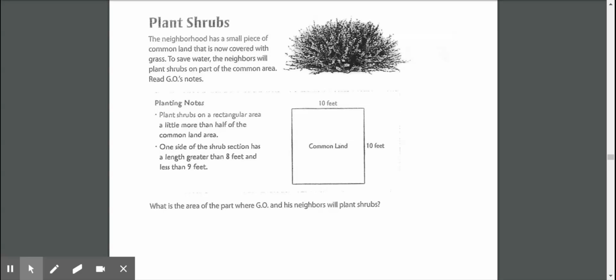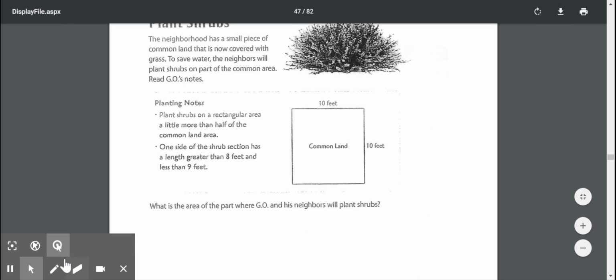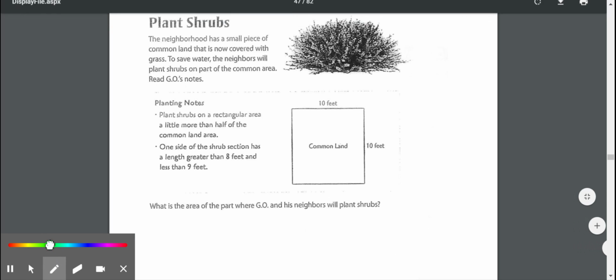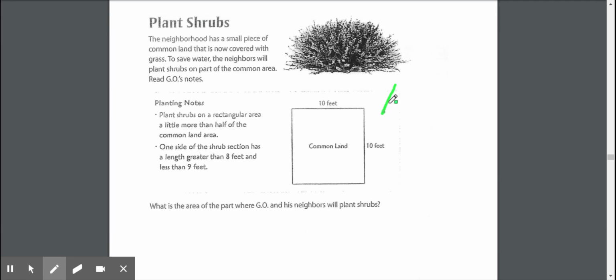Okay, in our next problem, we have an area of land, the common land, that is 10 feet by 10 feet. So in order to find area, area equals length times width. So the area of the entire common land would be 10 times 10, 100 feet squared.